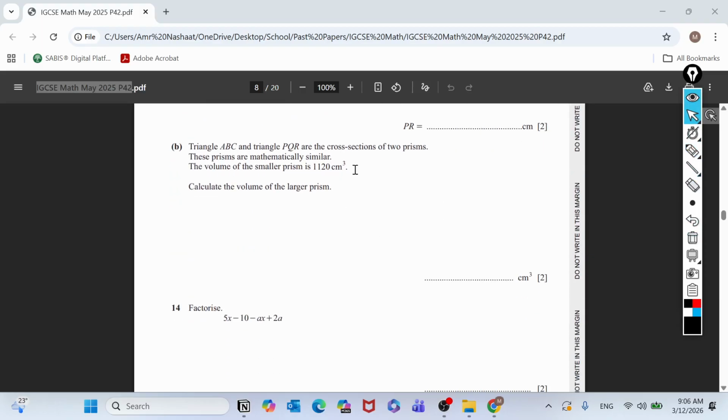ABC and PQR are cross sections of two prisms. The prisms are mathematically similar. The volume of the smaller prism is 1120 centimeters cubed. Okay, be careful with the cube. Calculate the volume of the larger prism. Okay.